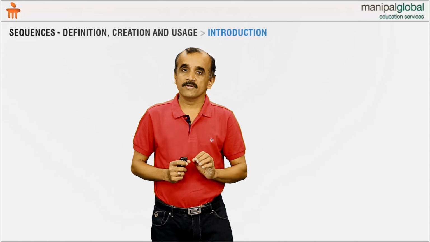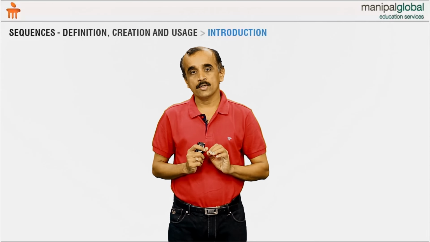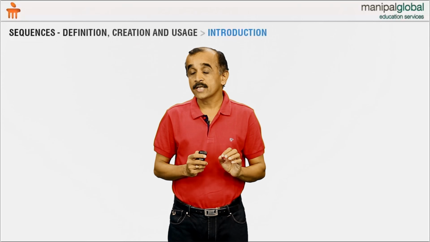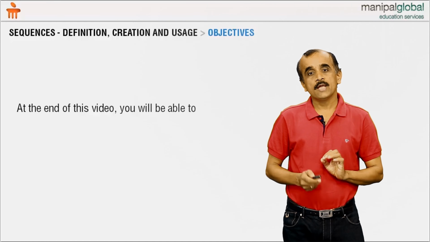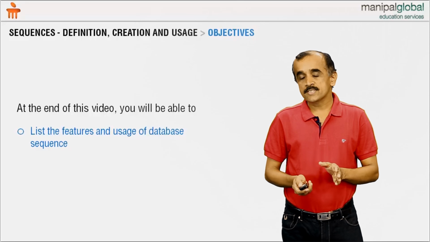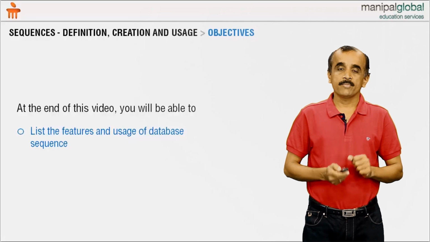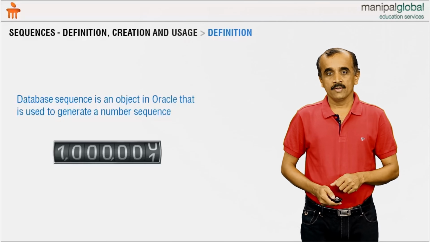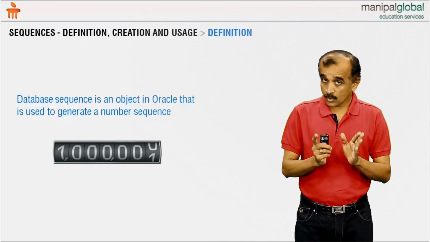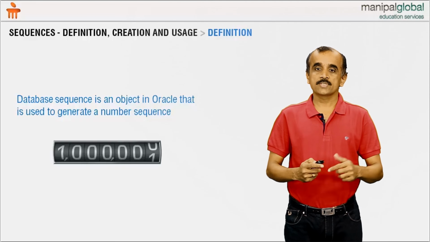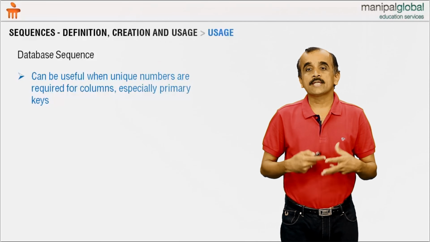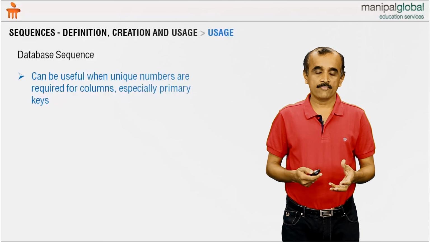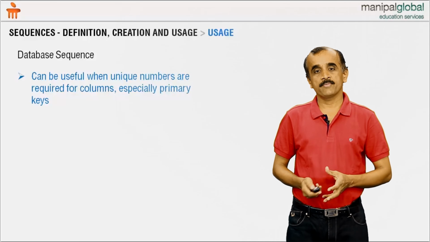This kind of problem can be solved using a database object called a database sequence. At the end of this video, you will be able to list the features and usage of a database sequence. A database sequence is an object in Oracle that is used to generate a number sequence. It can be useful when unique numbers are required for columns, especially for primary keys.